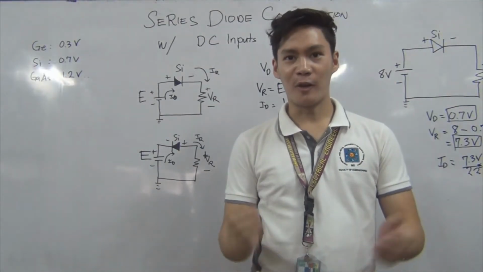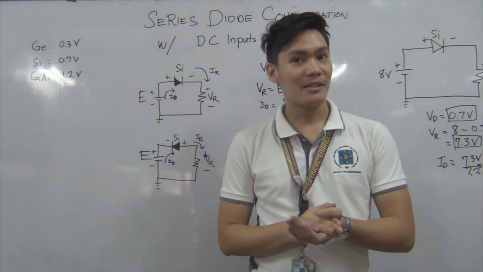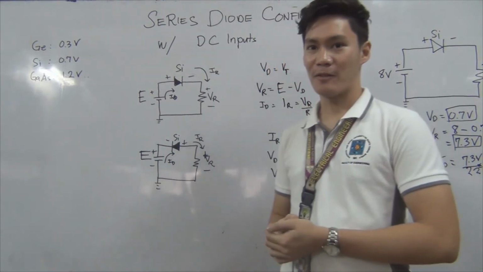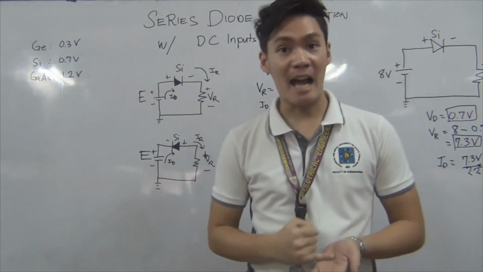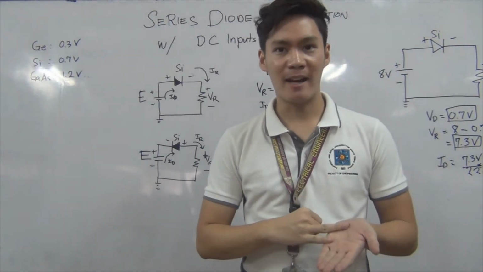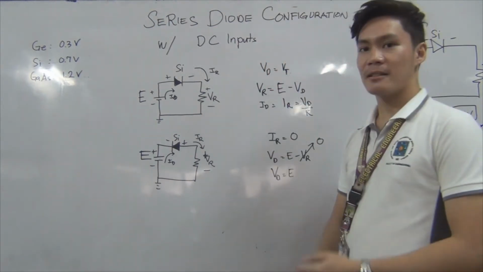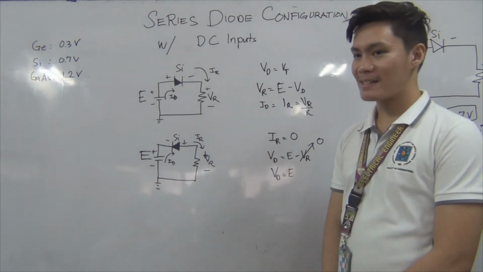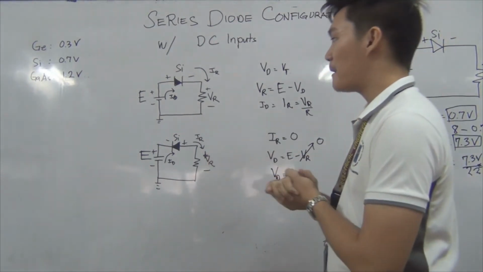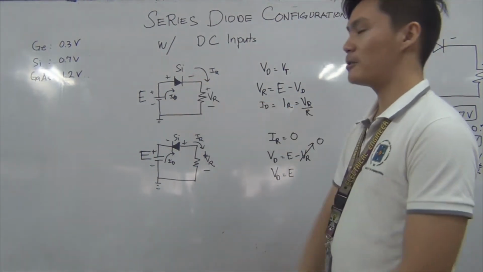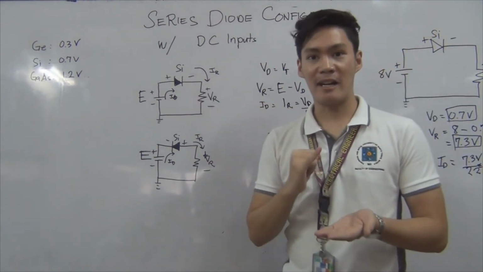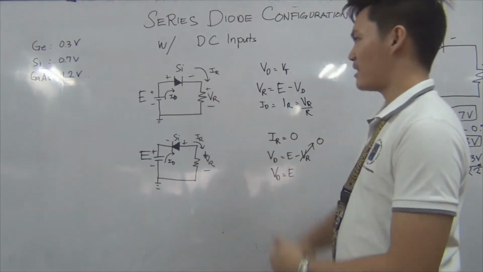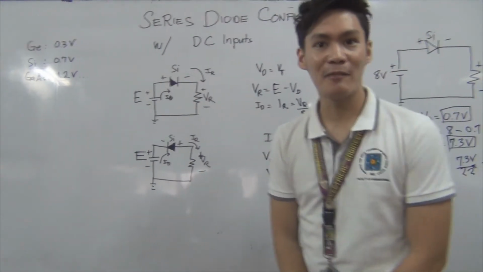Another way to solve for a diode circuit is approximation. So first, we should know whether the diode is in a forward or reverse bias. As we can see in this circuit, the diode is in a forward bias. So to know the voltage across the diode, we should know what material is used. Since the material used is silicon, it is 0.7 volts.